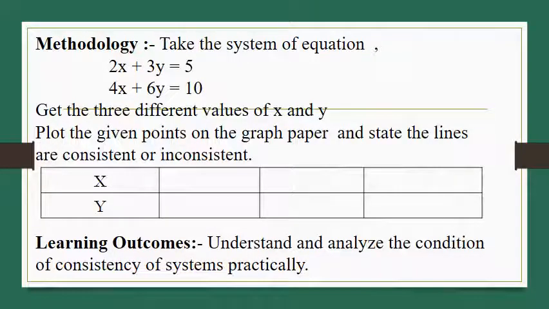So let's see that. Take the system of equations given here: 2x + 3y = 5 and 2x + 6y = 10. Now get three different values of x and y. Plot the given points on the graph paper and state whether the lines are consistent or inconsistent.